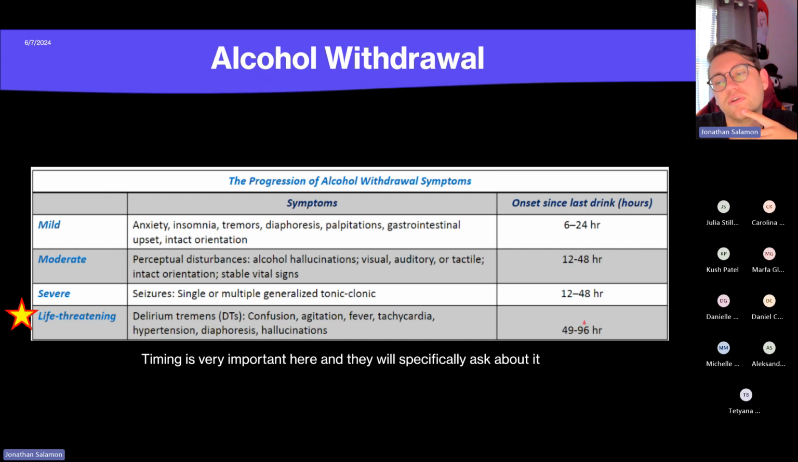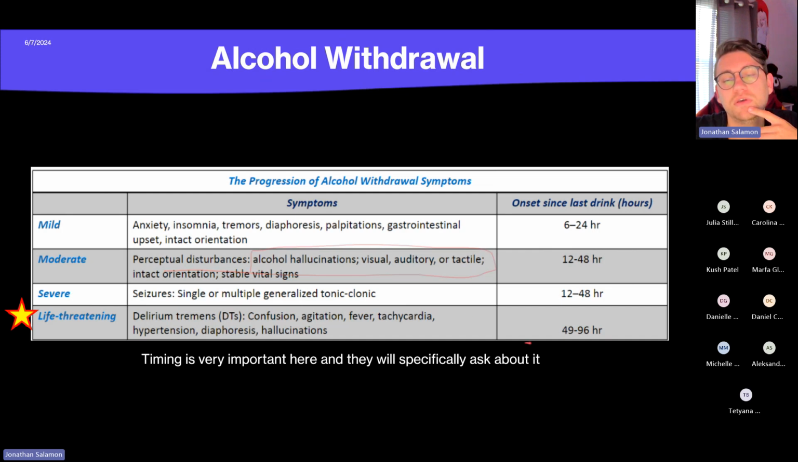This says 48 hours. Yeah, that's right. Like 2 to 3 days for DTs to really set in. The confusion, agitation, fever, tachycardia, hallucination, right? Know this. Also know this too, I guess.